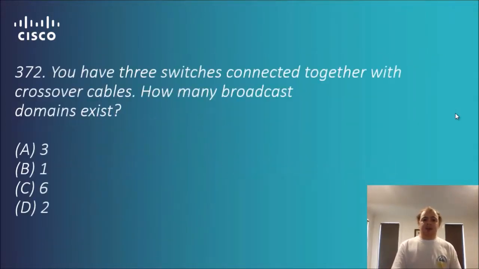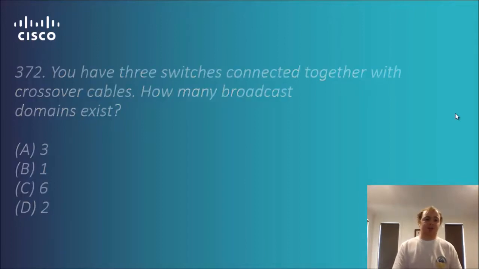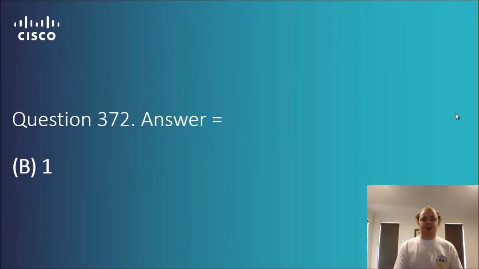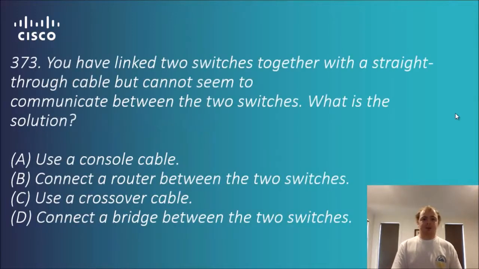372, you have 3 switches connected together with crossover cables. How many broadcast domains exist? 3, 1, 6, 2. Straight through and crossover cables: crossover cables are used when multiple devices of the same type connect to each other. So if you want them to talk to each other, you'd use a crossover cable. Being that's the case, the answer is 1. There are 3 crossover cables, but they're all in the same broadcast domain. If they were straight through cables, there would be more collision domains.